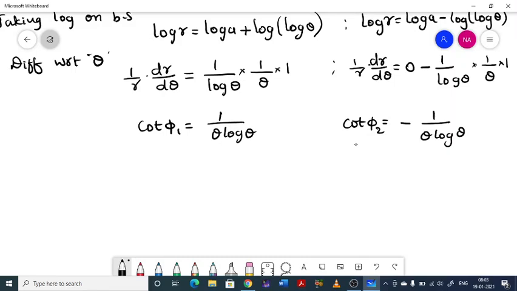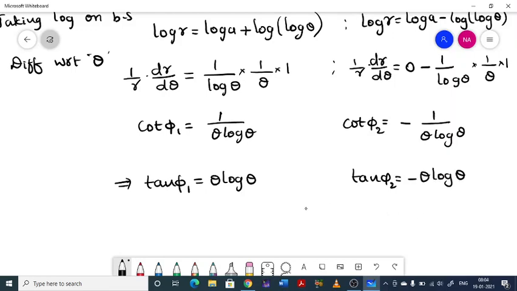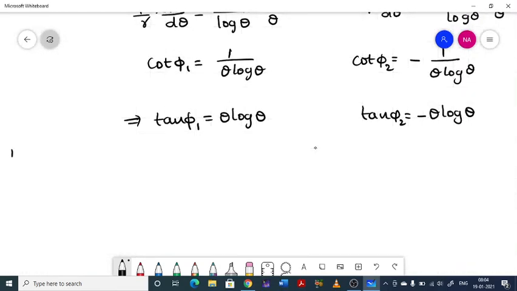Even if you multiply here, you will get cot phi 1 into cot phi 2 equal to theta square or log theta whole square. So from that, determining phi 1 and phi 2 is difficult. Instead, I can rewrite this by taking inverse on both sides. 1 by cot is tan, right? So tan phi 1 equals theta log theta, and tan phi 2 equals minus theta log theta. So I have tan phi 1 and tan phi 2.